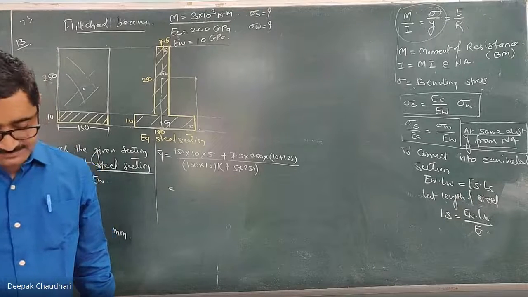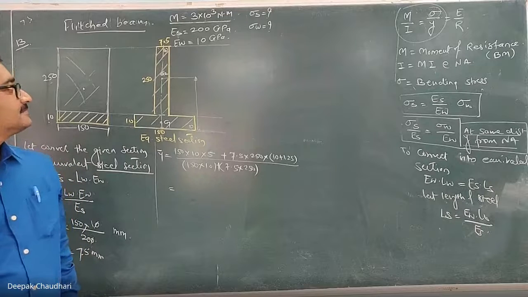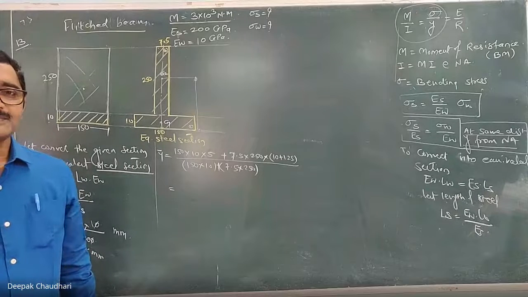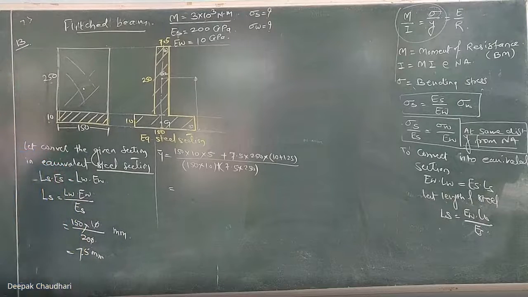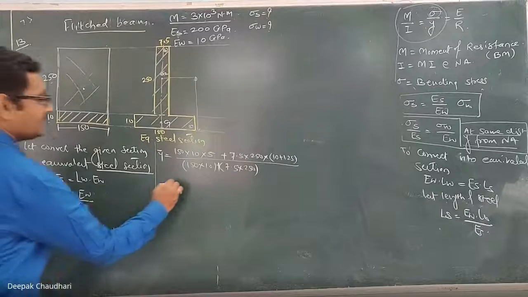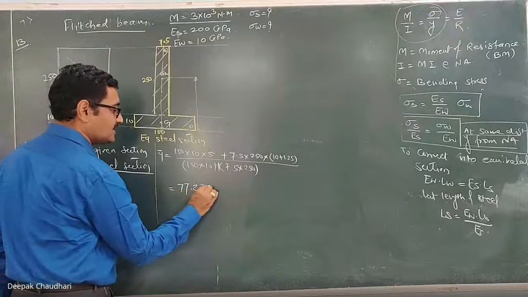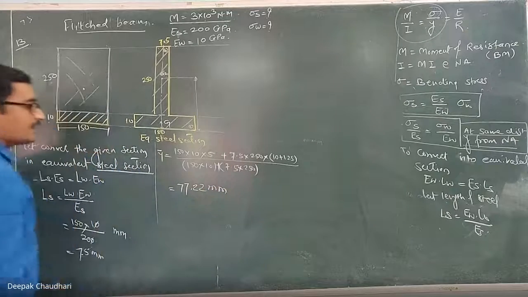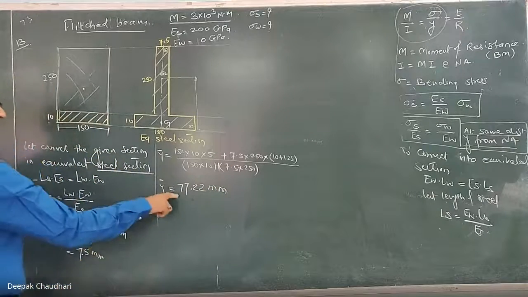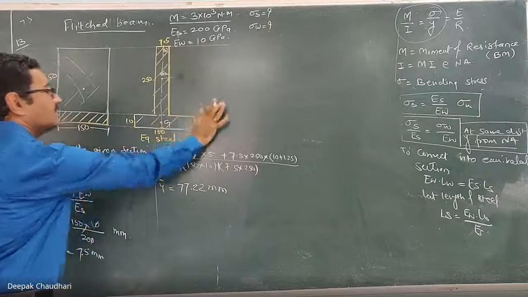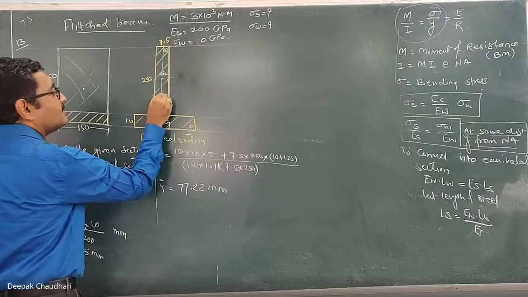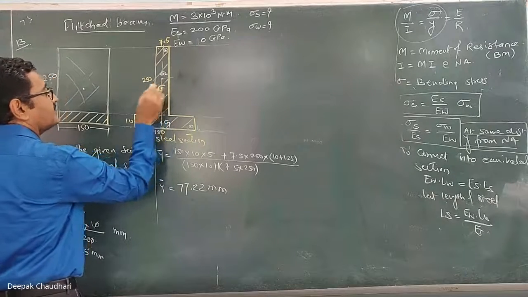How much? Why is this much time required? 77.22. Very good. 77.22 is the distance of the center of gravity, the centroid, from the bottom. This is the center of mass for this composite section as well as for this equivalent section. So this is the position of the center of gravity G.